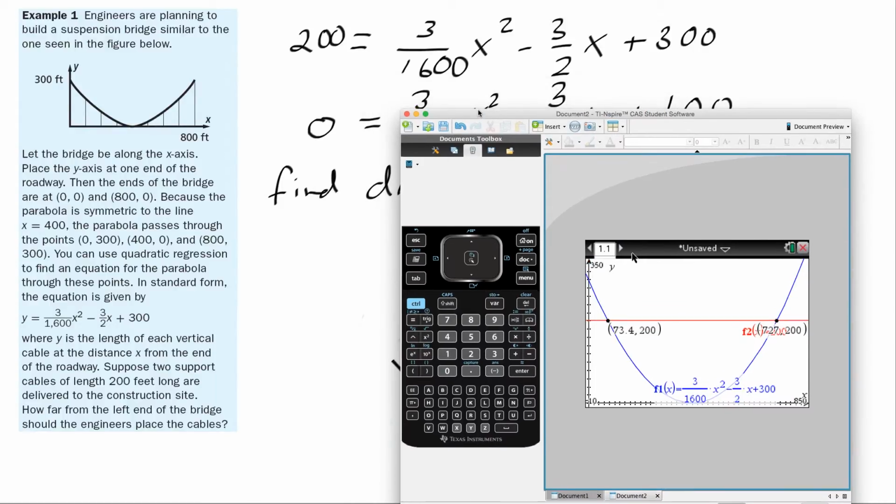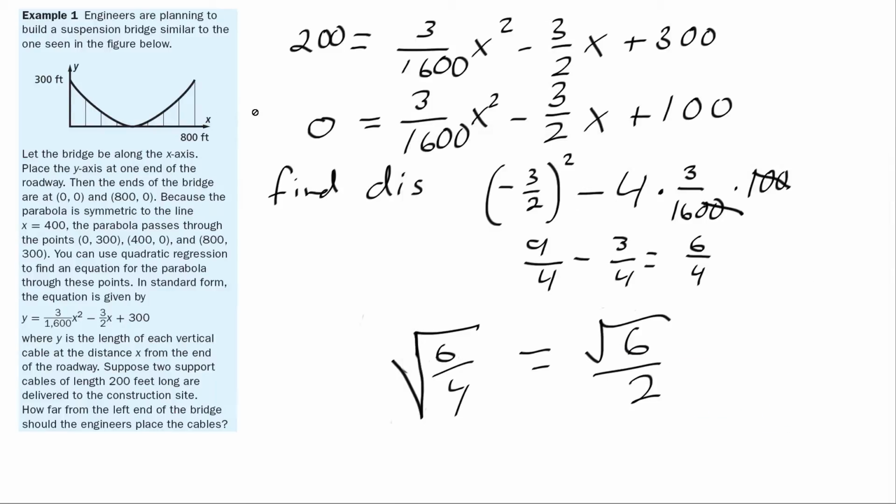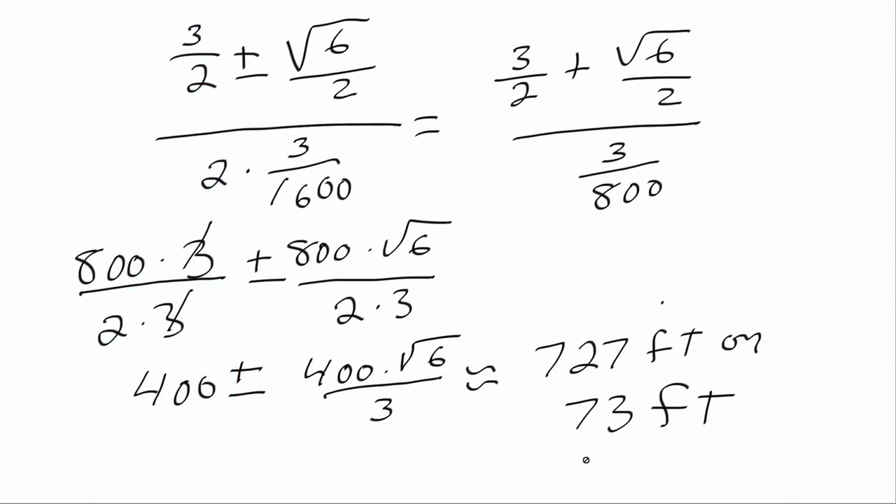Well, so 73.4, 727, how does that compare to our calculations? Well, a little bit. 727 is good. A little off on the 73. I'm not sure what we did there, or what I did, but I think given our approximation, that's probably good enough.